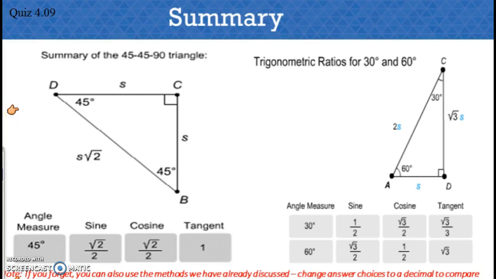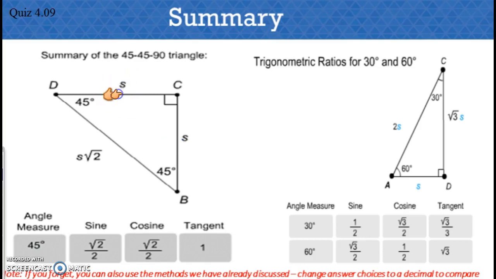All right, this is some help with 4.09. This particular quiz was working with special triangles. So I've got a summary page that gives you the summary for a 45, 45, 90-degree triangle. Remember, that's an isosceles right triangle. So these two angles and these two sides are the same.